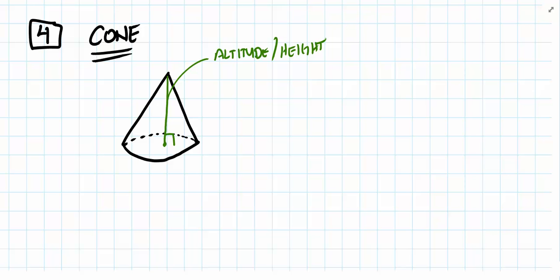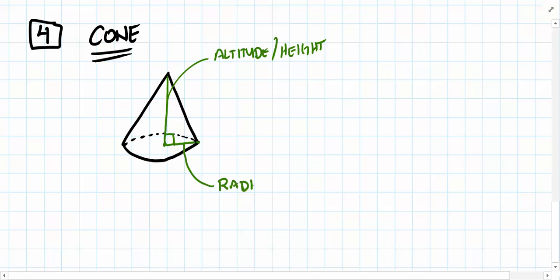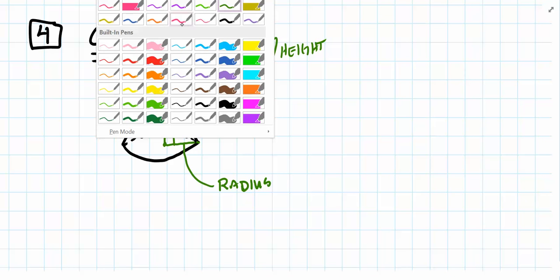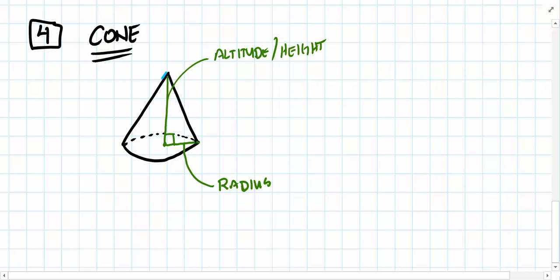Now, what do you think this piece is called here? Radius. Very good. That is the radius. You got it. What do you think this blue line here is called? Yeah, that's our slant height. And that's going to be counted as L. Slant height.